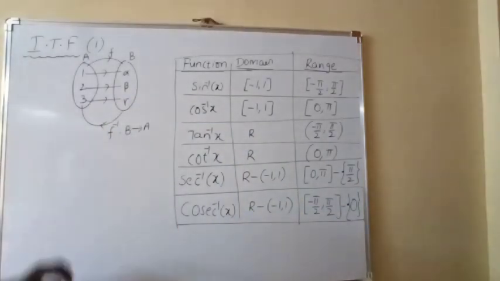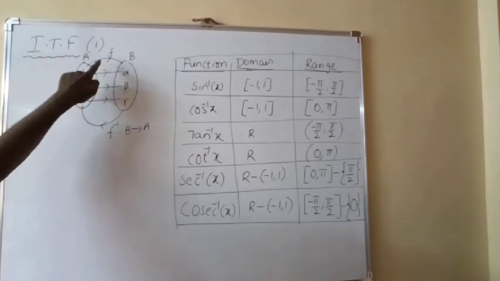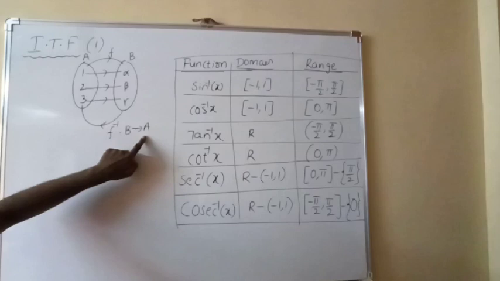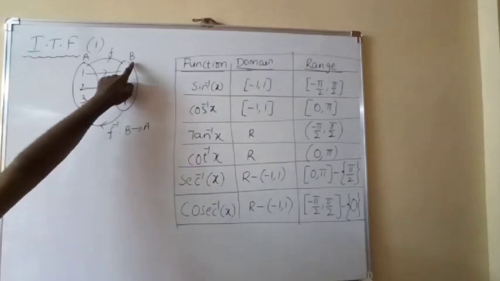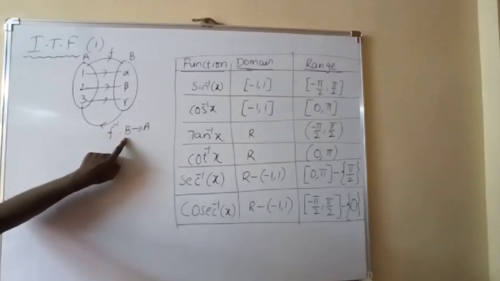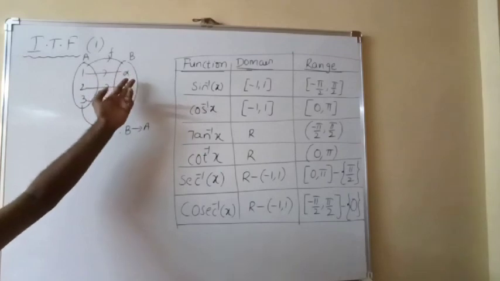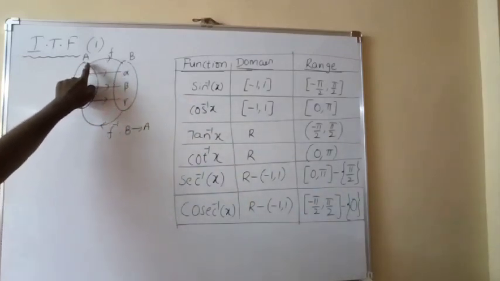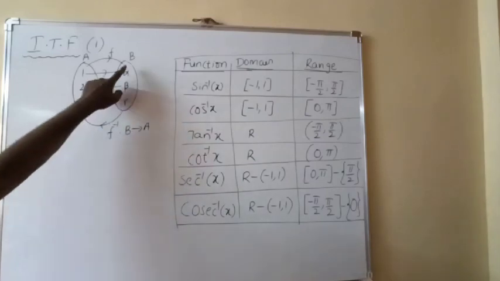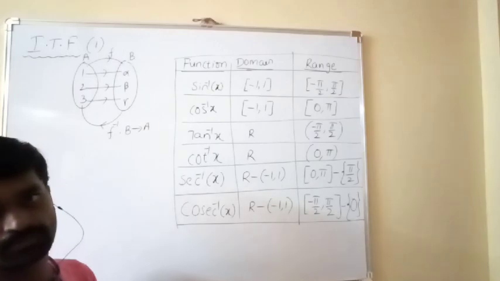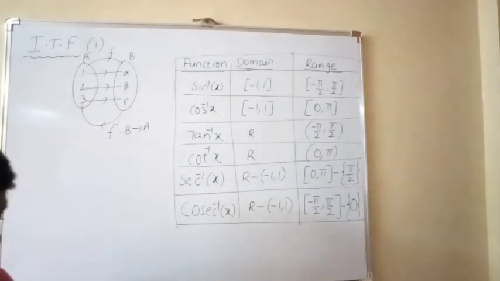Now if you observe, for invertible functions, the domain of the function is the same as the range of f inverse, and the range of the function is the same as the domain of f inverse, because as it is invertible, range is the same as codomain. So the domain of f is the same as the range of f inverse, and the range of f is the same as the domain of f inverse.